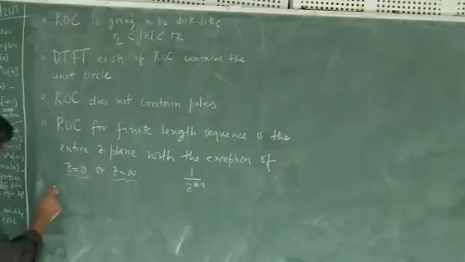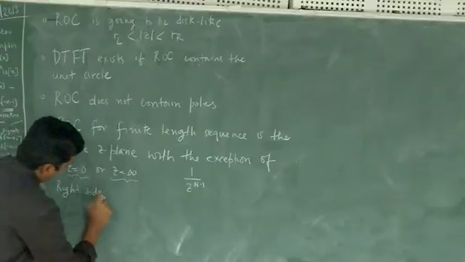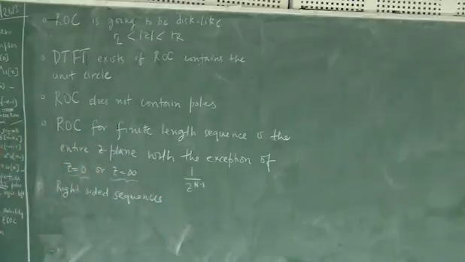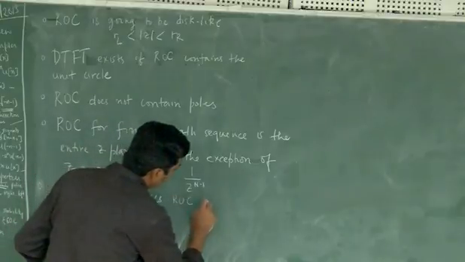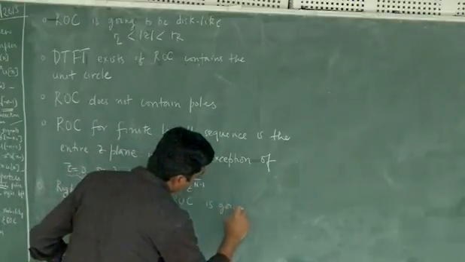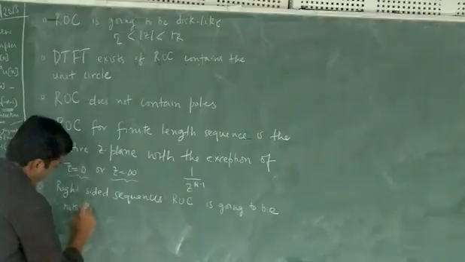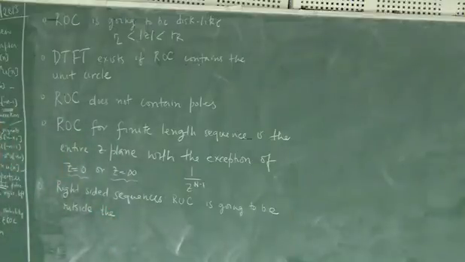Okay. What was the next thing? Yeah. So when we looked at right-sided sequences, so what was the conclusion we drew about the ROC of a right-sided sequence? Yes. So we said that the ROC is going to be outside. Can we be more specific? We just say outside a circle.